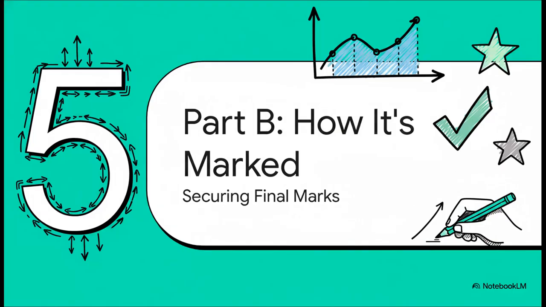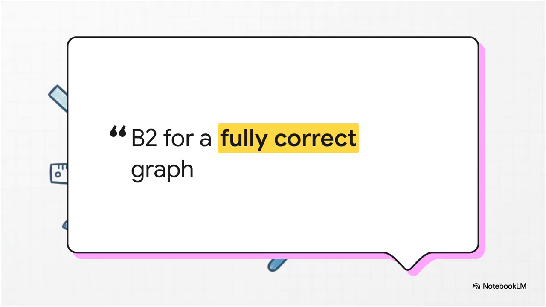You've plotted your points, you've drawn your curve, so how does this get marked? Let's dive back into the mark scheme for the last 2 marks. And just like with the table, the instruction is really direct. B2 for a fully correct graph. This means all your points need to be plotted in the right place and joined up with that nice smooth curve. You do that, and boom, you've got all 4 marks in the bag.